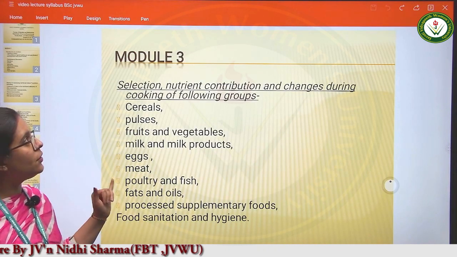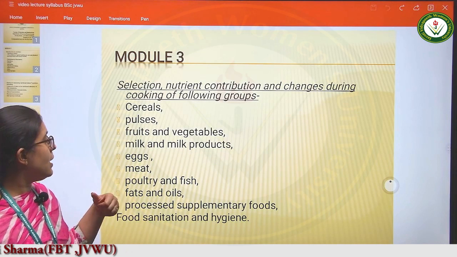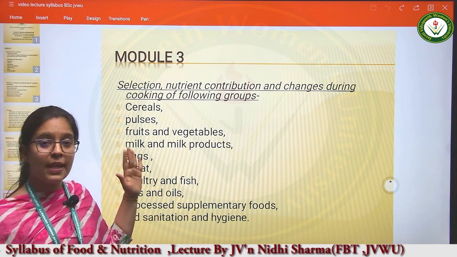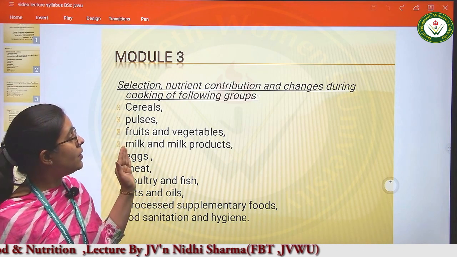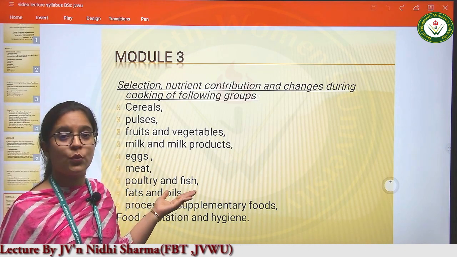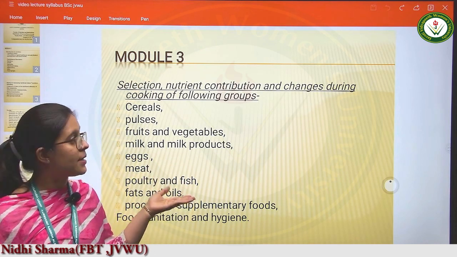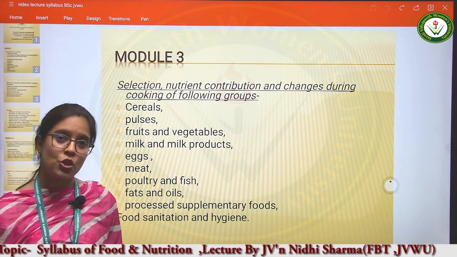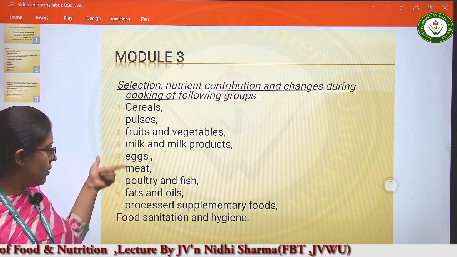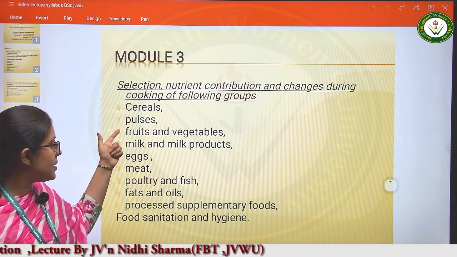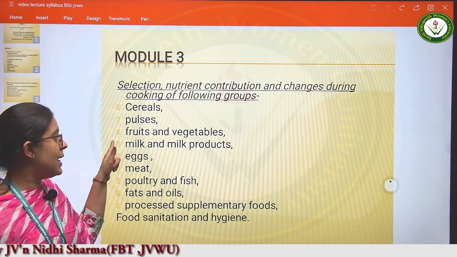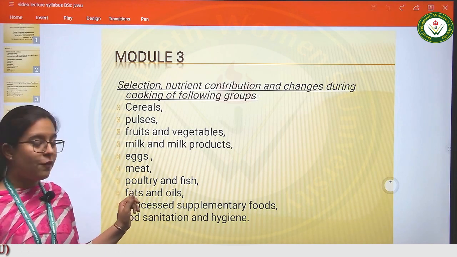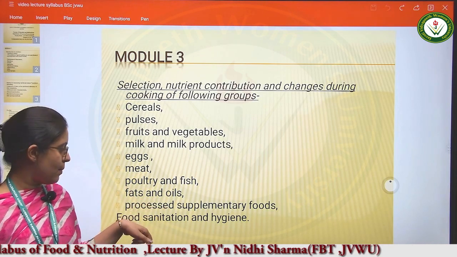Then we have the third unit in which we have to read about the different food products, their selection process and the nutrient contribution they provide, and the changes when we cook them. For that, we will cover cereals, pulses, fruits and vegetables, milk and milk products, eggs, meat, poultry and fish, fats and oils, and processed supplementary foods.